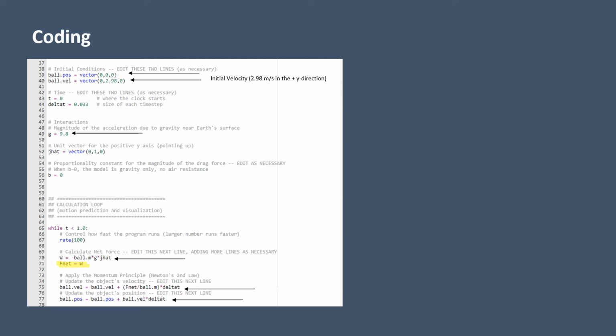Then in the while section, we have the net force, which is equal to the gravitational force, which is the negative mass of the ball times g times j hat, and j hat is the unit vector in the y direction. And then we have the velocity update formula and the position update formula for the ball.